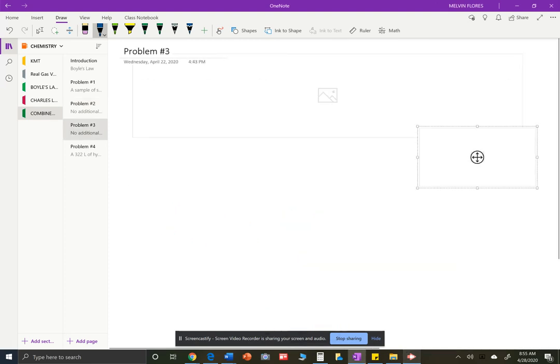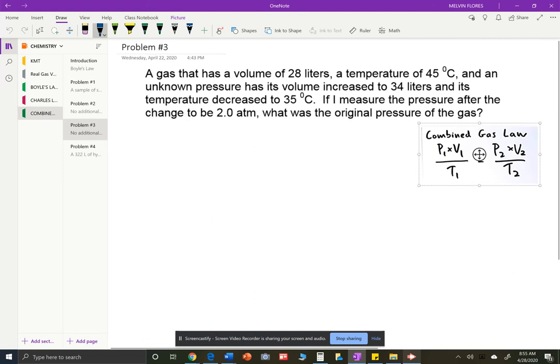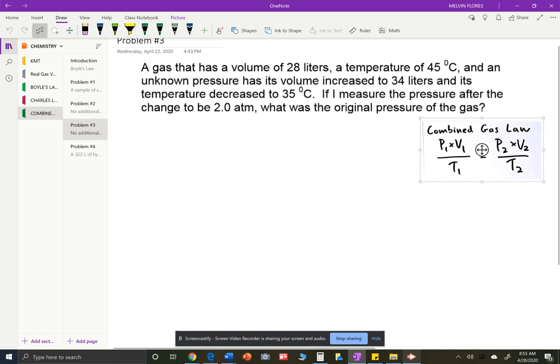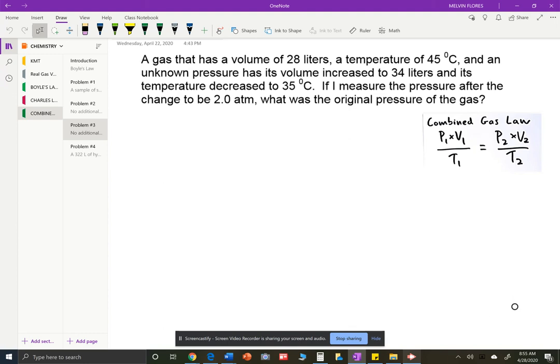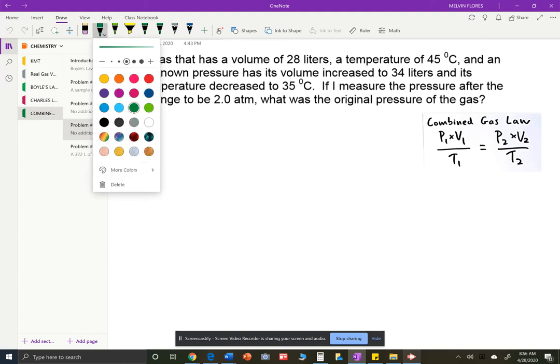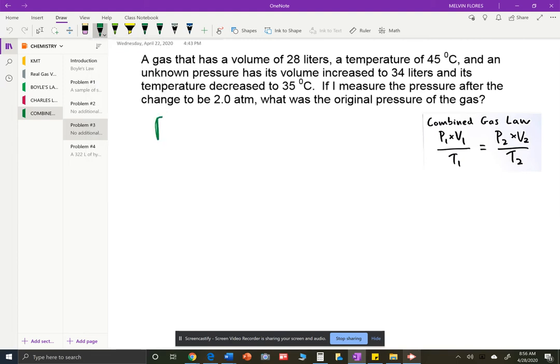Okay, let us have one more problem here. A gas that has a volume of 28 liters, a temperature of 45 degrees Celsius, and an unknown pressure has a volume increased to 34 liters and temperature decreased to 35 degrees Celsius. If I measure the pressure after the change to be 2 atm, what was the original pressure of the gas? So we can write this as P1 equals unknown, because it says here what was the original pressure.